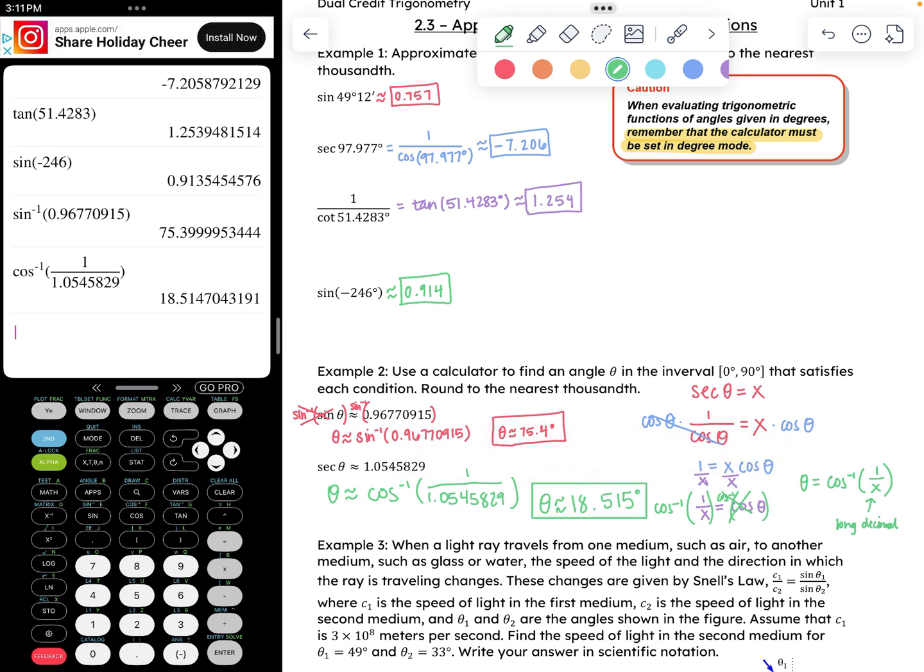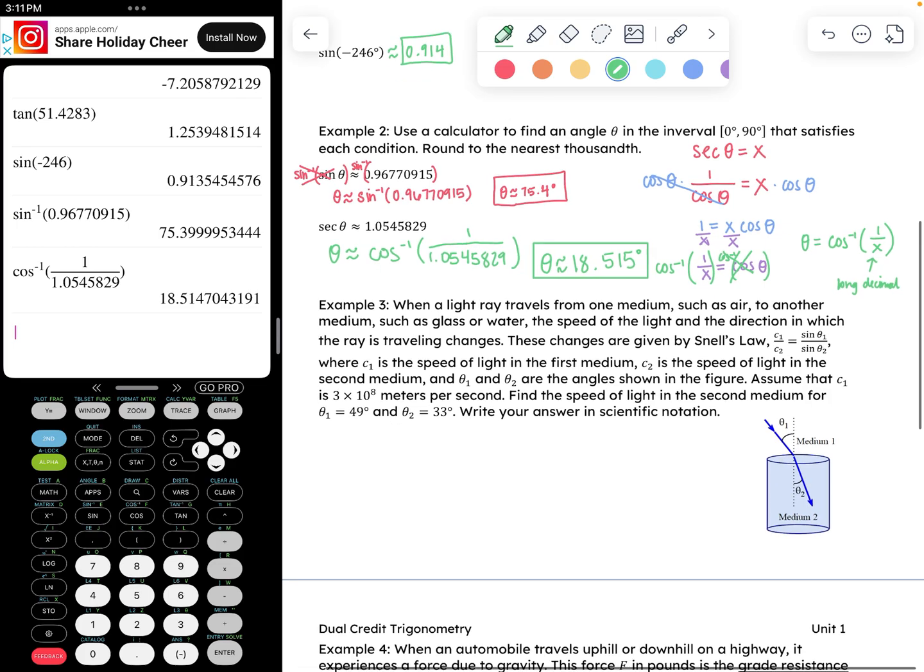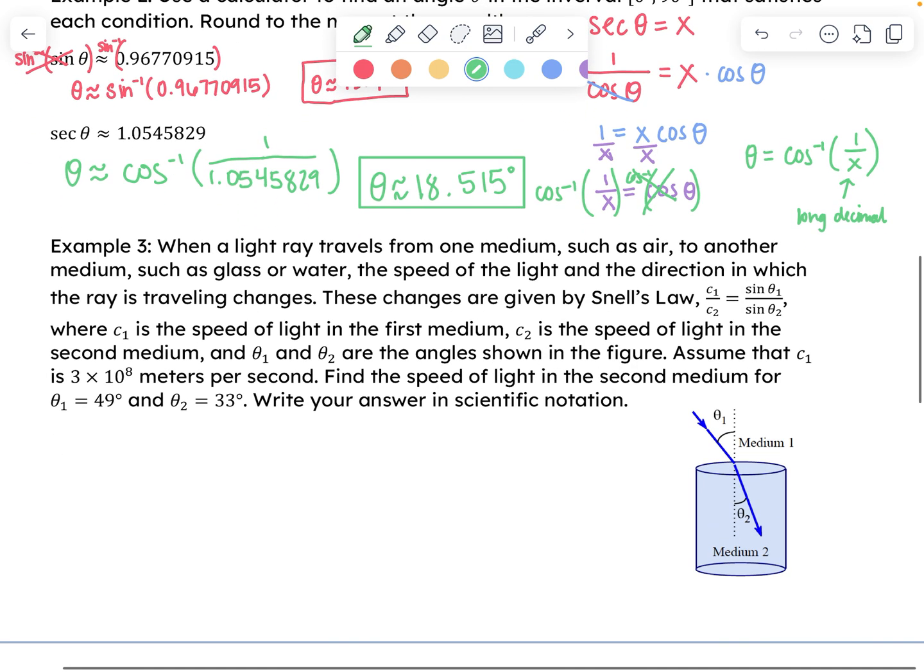Okay, so that's just kind of how to plug it all into the calculator. Let's actually do some examples to talk about why we need to know this. So applications means word problems. Let's talk about these word problems. I'm going to go ahead and remove my calculator so we can see the notes a little bit better.